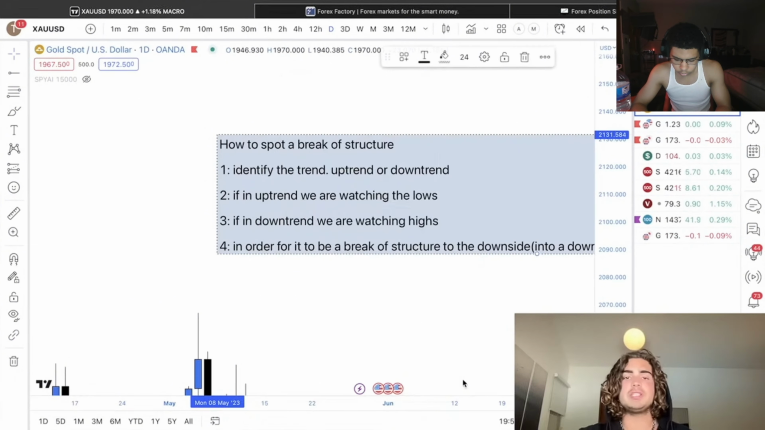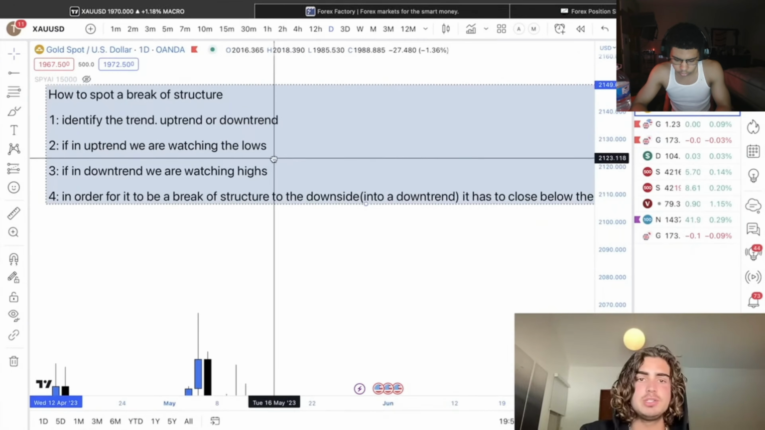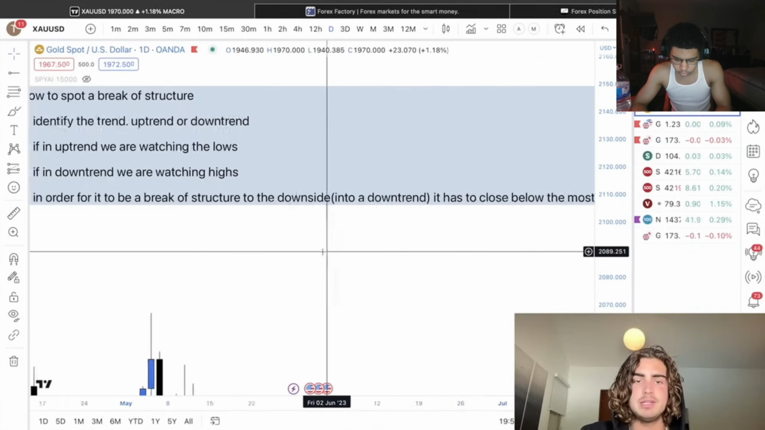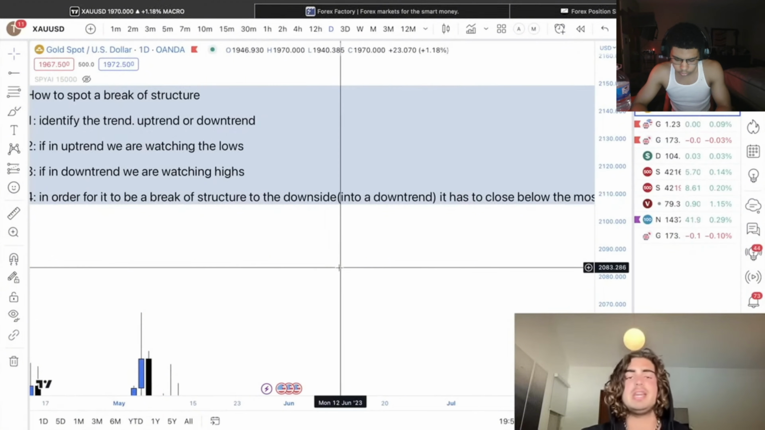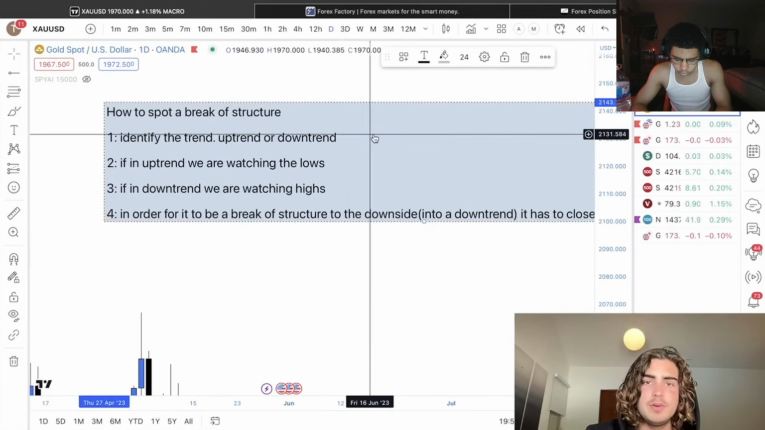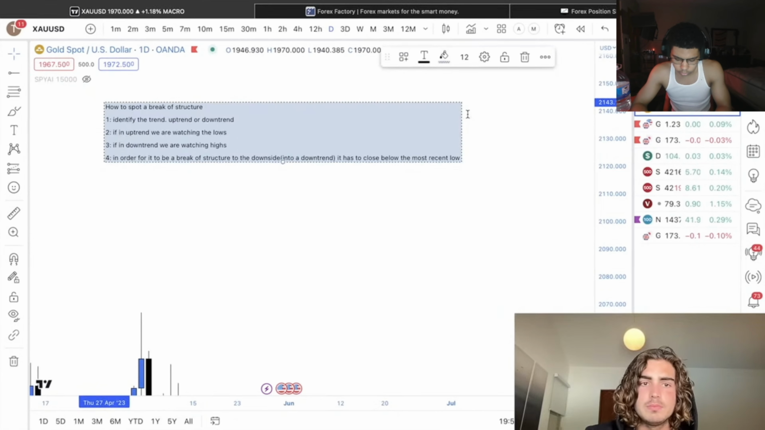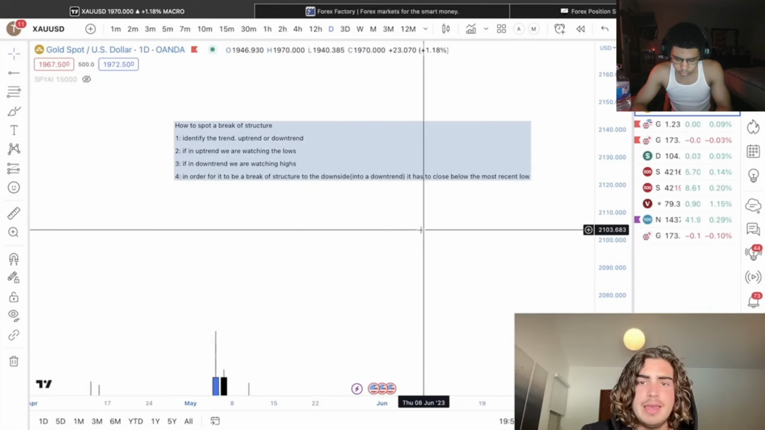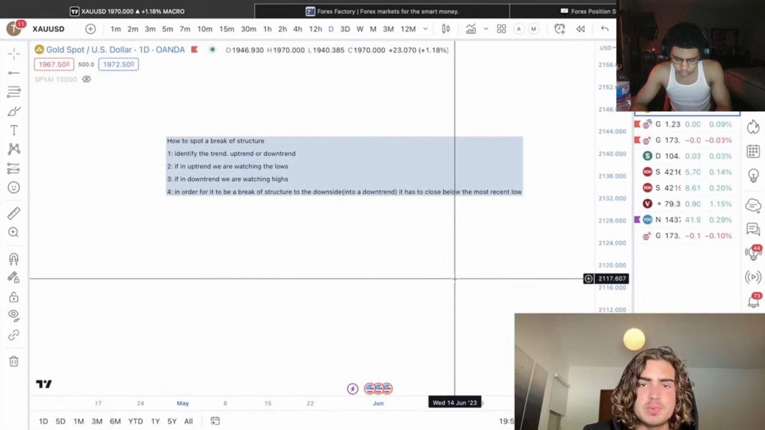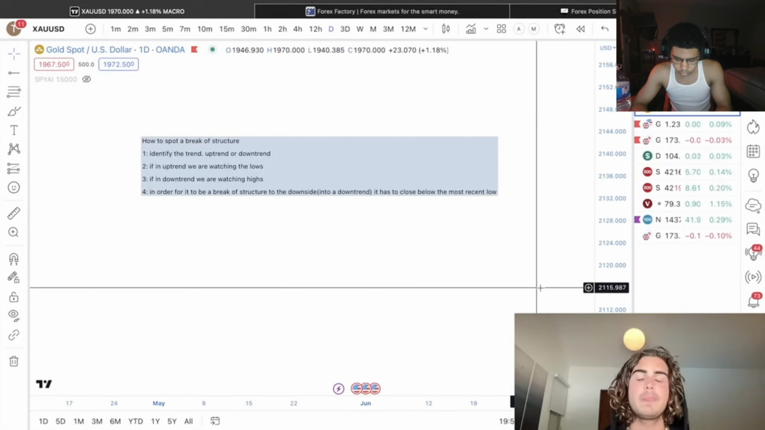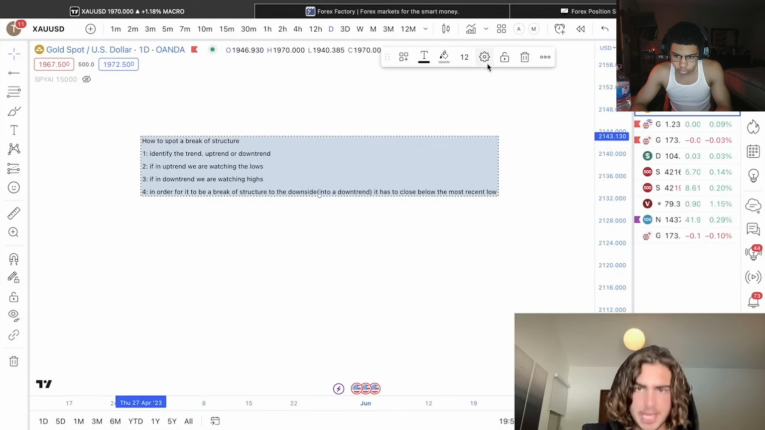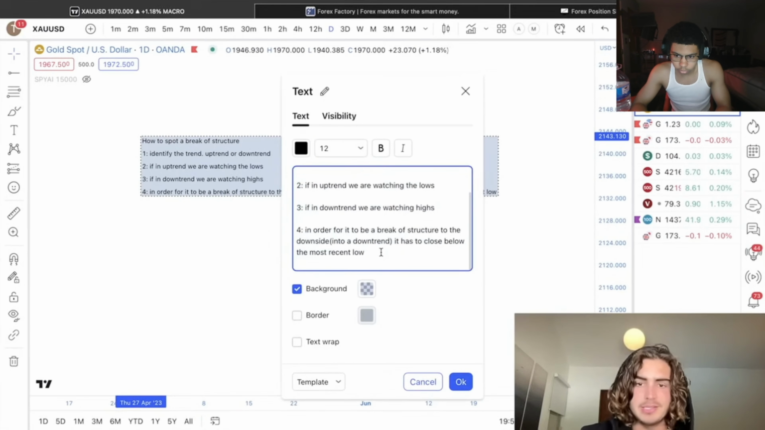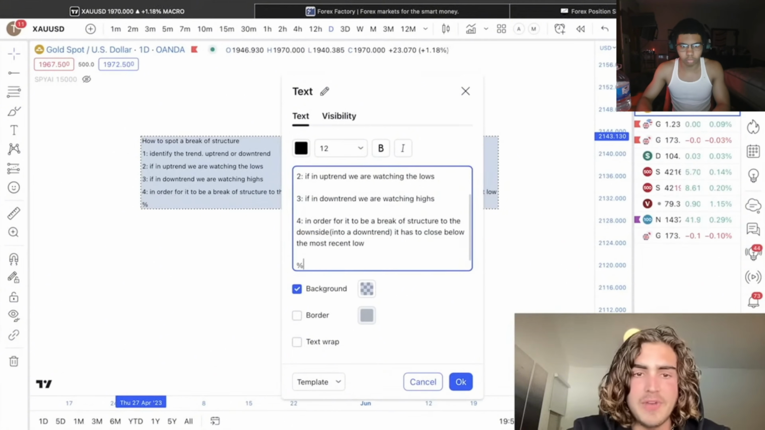So in order for it to be a break of structure to the downside, which means it is turning from an uptrend into a downtrend, it has to close below the most recent low. Does that make sense? Give me a nod. Yes? Okay. Number 5.